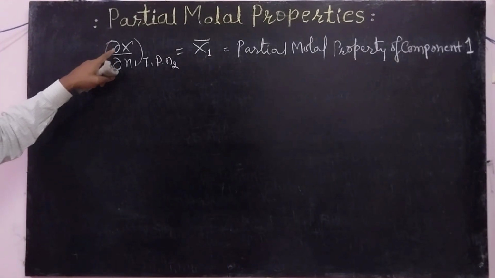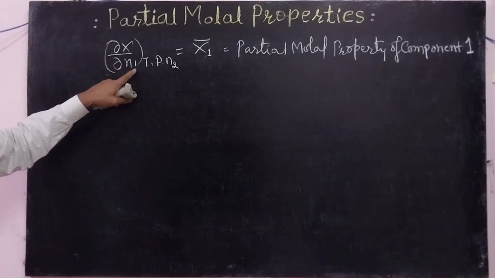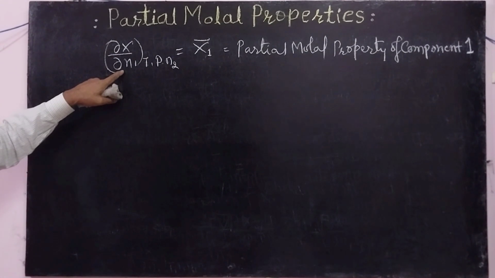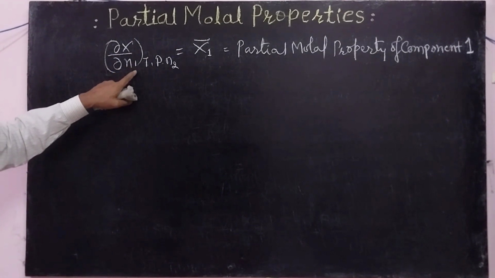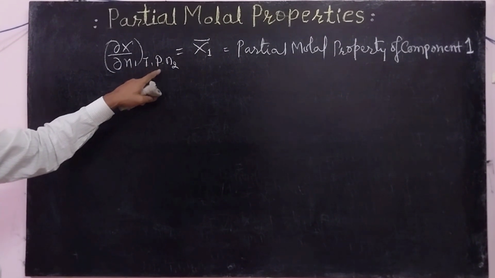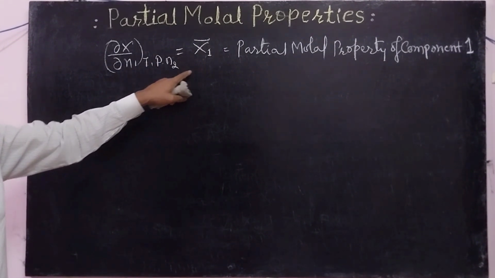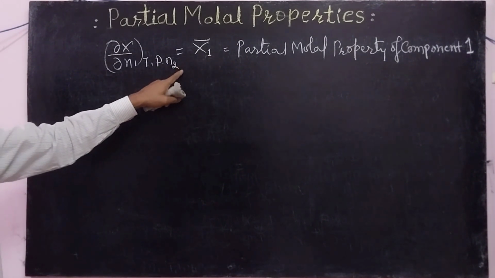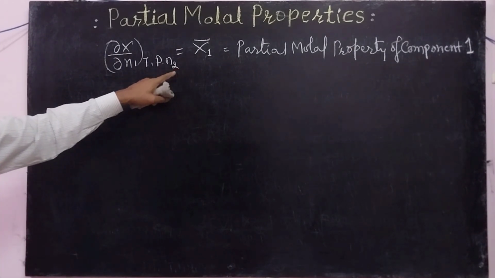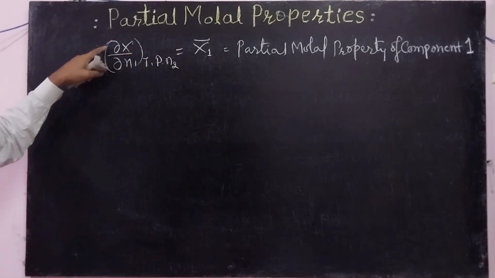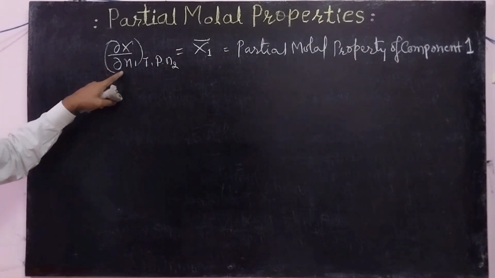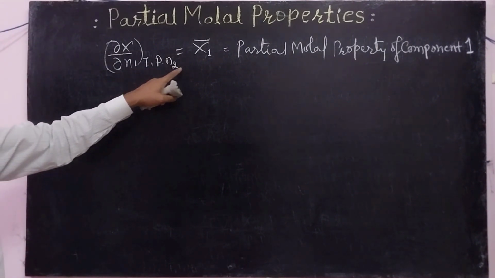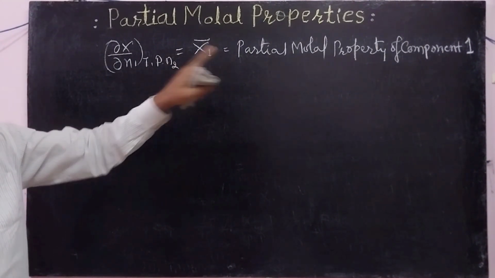The partial molar property of component i is defined as the change in that property when 1 mole of that component is added to such a large system that there is no change in the composition of the system. The concentrations of N2, N3, etc. remain the same. Thus we define the partial molar property as the change in free energy when 1 mole of that component is added to such a large system that there is no change in the concentration of the other components.